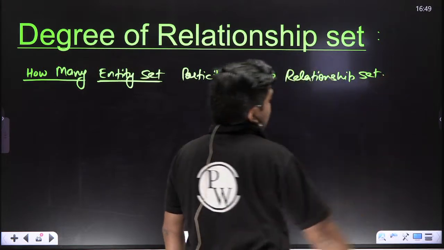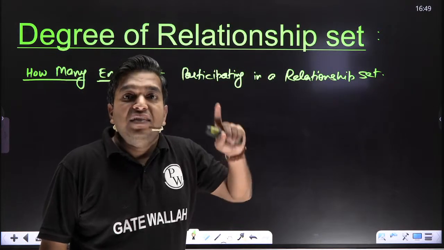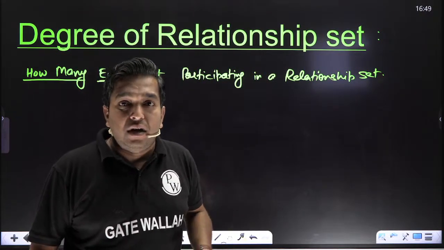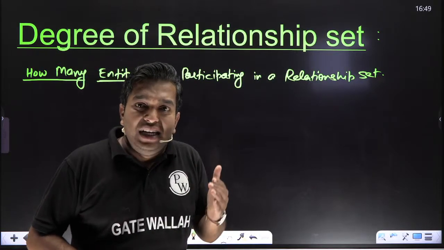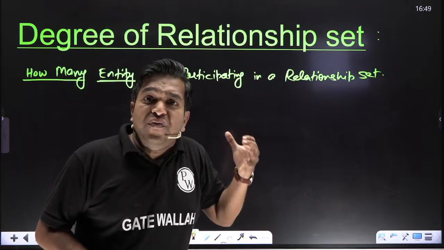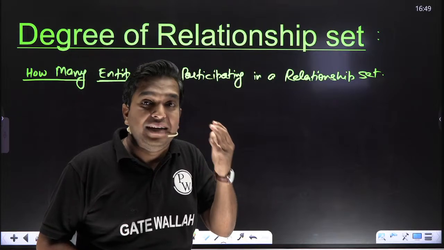Are you getting my point? Sir, then what happens when an entity participates? That is cardinality and cardinality constraint. What I'm talking about is the degree of relationship set, which means how many entity sets are participating.